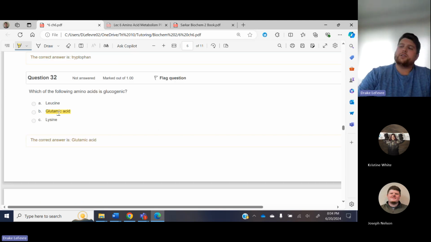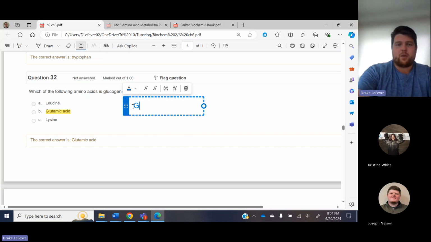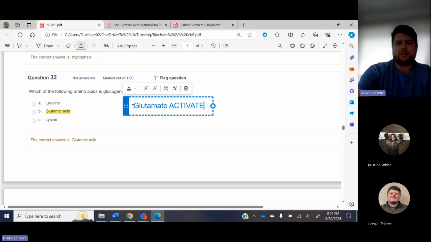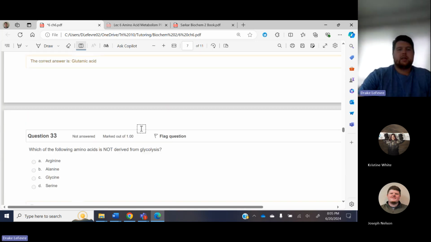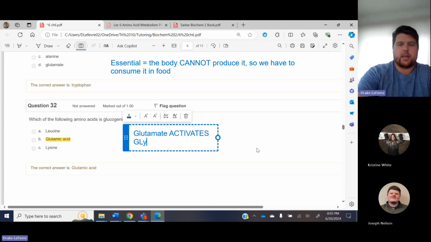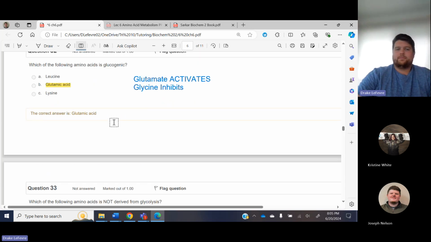Thinking back to physiology, what does glutamate do as a neurotransmitter? This will pop up on a test somewhere. Remember, glutamate activates. So it's an excitatory neurotransmitter. And then the opposite one, glycine, inhibits. Okay.